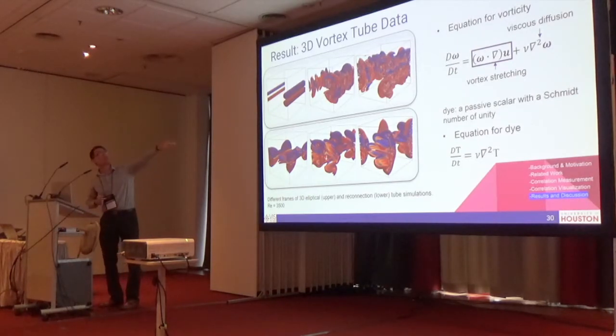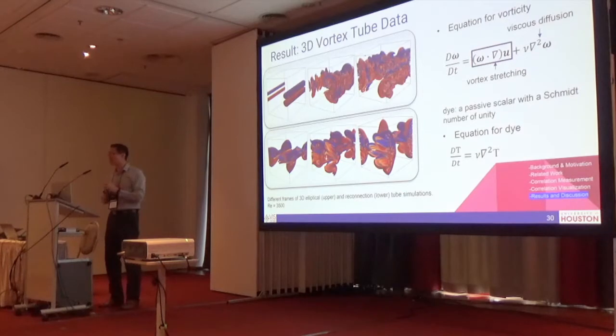So we simulate two attributes, vorticity and the dye. People know the dye in physics, where we drop the dye, but numerically it is a passive scalar with a Schmidt number of unity. The formulas for the advection of these two attributes are shown here. You see there's a term of difference between these two formulas. If you take out this term, the two formulas are exactly the same.